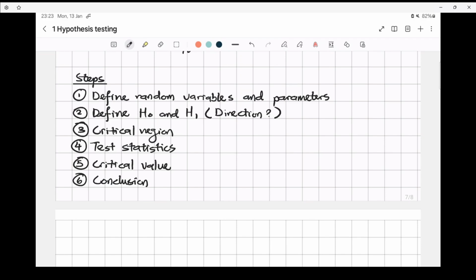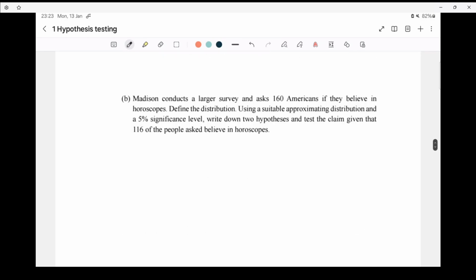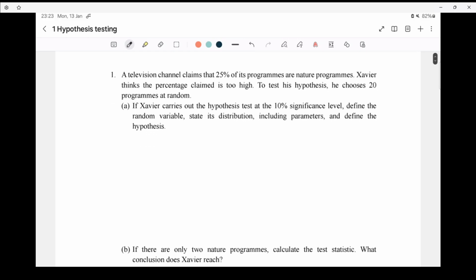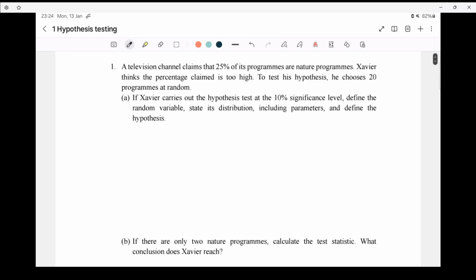Now let's look at some examples. Usually the questions are quite long, so I typed it out first. The first example: a television channel claims that 25% of the programs are natural programs. Xavier thinks that the percentage claimed is too high. To test the hypothesis, he chooses 20 programs at random. At first glance, you need to define your random variable. So let's say X is the number of natural programs.